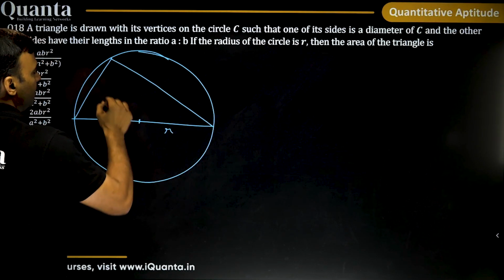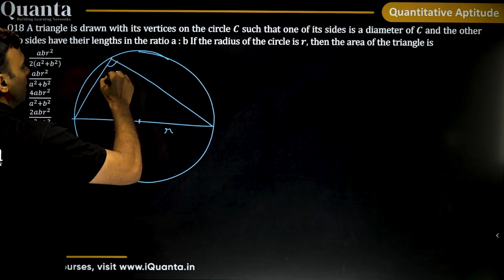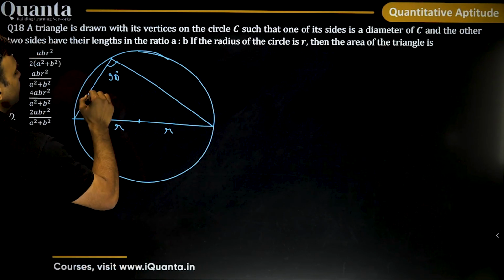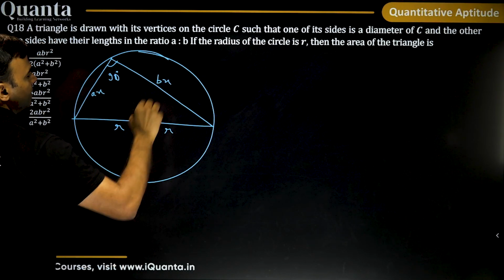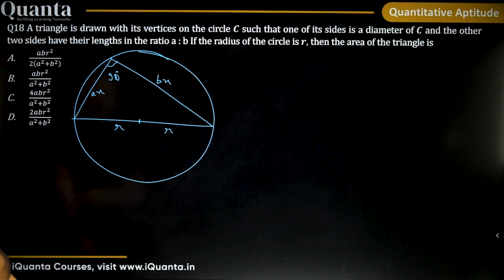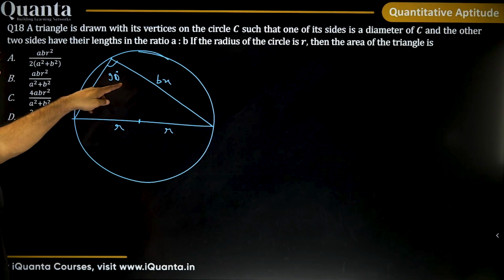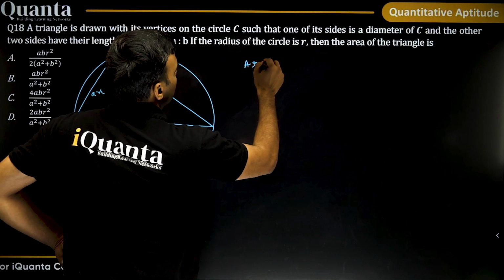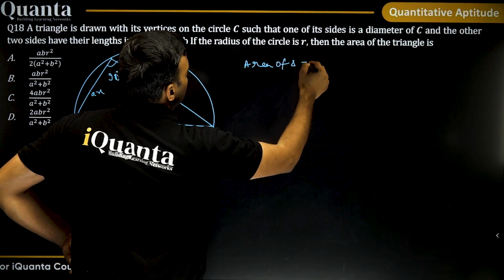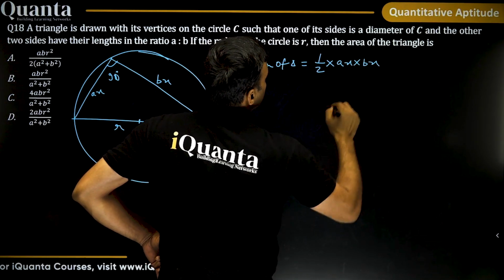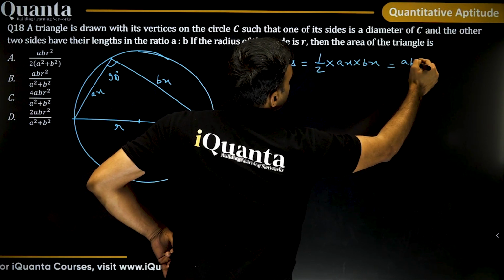Why? Because on the diameter, whatever triangle is formed, it will be a right angle triangle. So the hypotenuse is 2R and the lengths of the sides are A is to B. So if I say this is AX, this will be BX, right? If the radius of the circle is R, then the area of the triangle is... How do we calculate that? For this triangle, this circle is the circumcircle. And we need to find the area of the triangle. So first of all, the area of the triangle will be half into base into height, half into AX into BX, right? That is ABX square by 2.